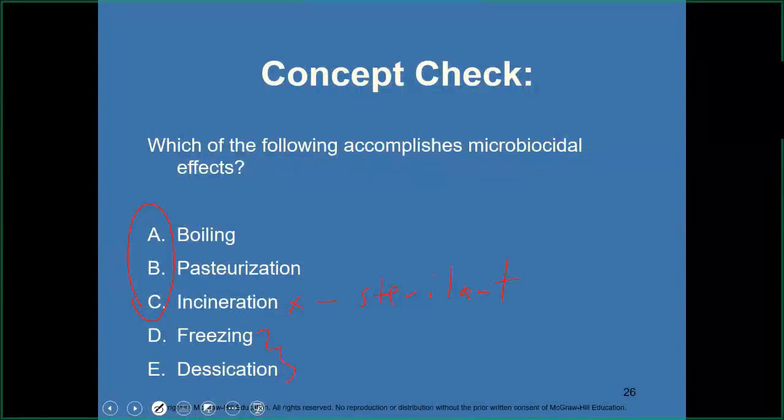Freezing and desiccation, these are merely microbistatic. And then boiling and pasteurization, these are going to essentially disinfect inanimate things. We usually don't use it that way. We don't think of these as disinfecting approaches, but they stop short of being sterilants. They'll kill, but they won't kill everything.